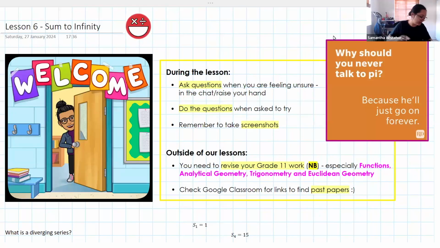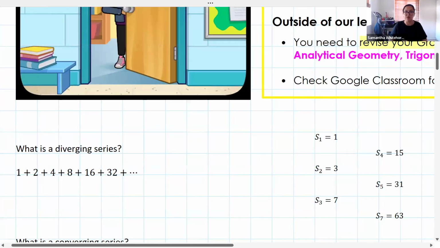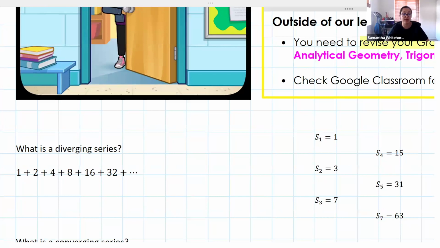Okay, so the first question I want to pose to you guys is, what is a diverging series? Has anyone ever heard of diverging? Does anyone know what it is? What is a diverging series? It's not one we use a lot, but we do or should know the difference between diverging and converging. So anyone know? You're welcome to unmute, or you can put it in the chat.